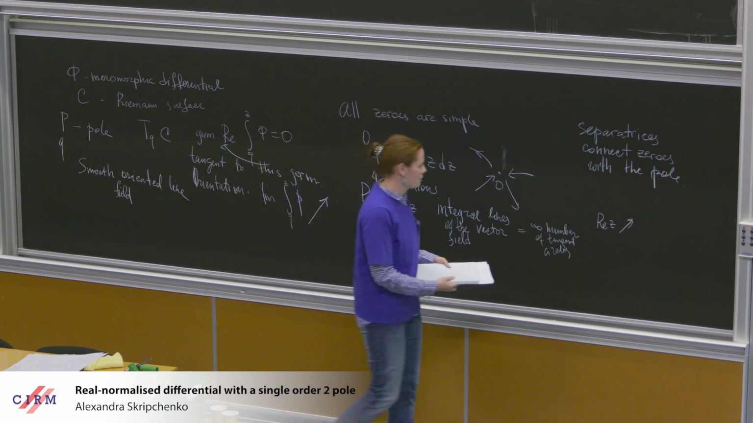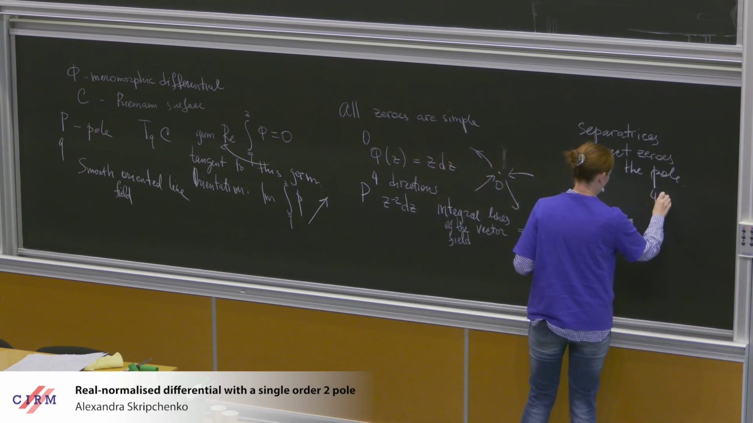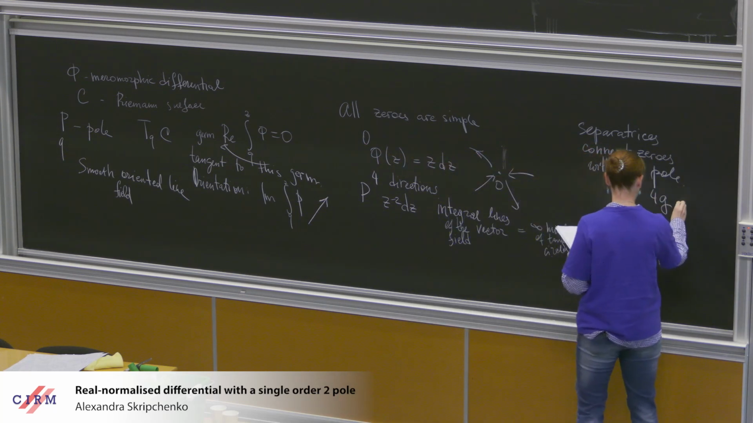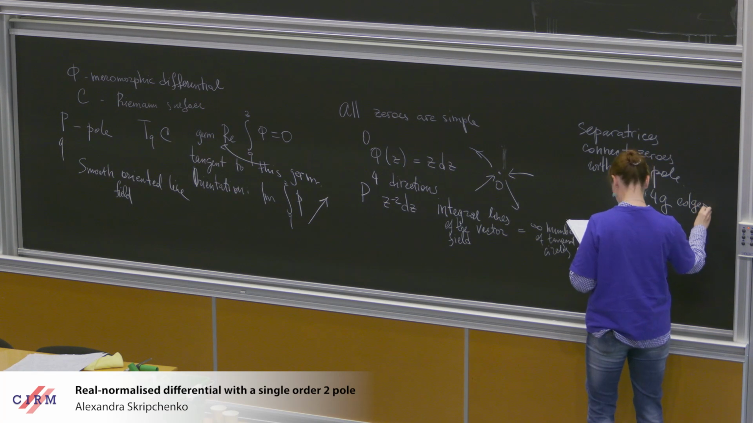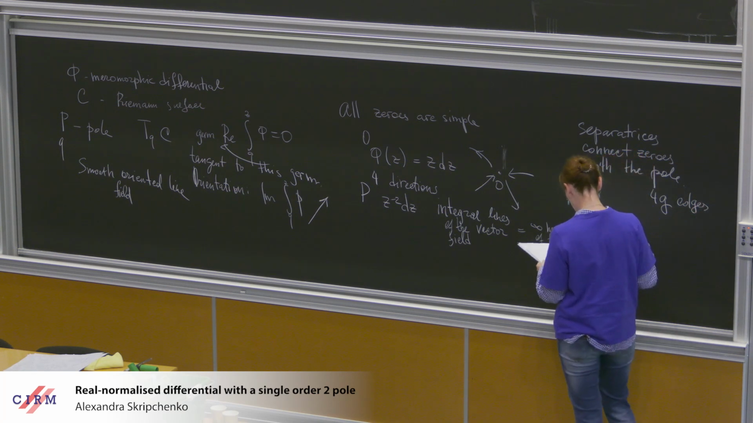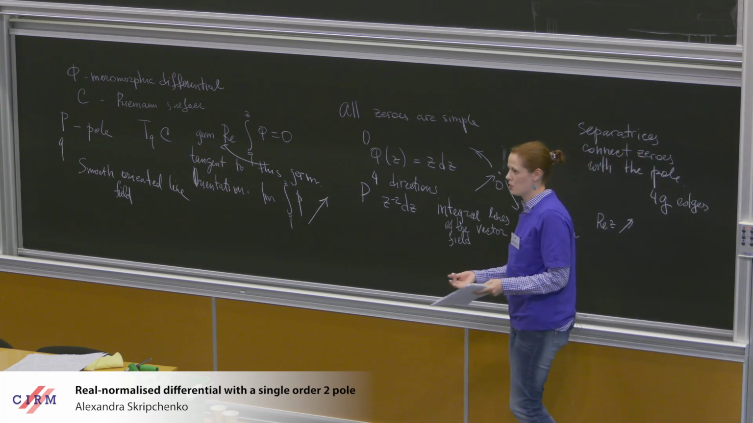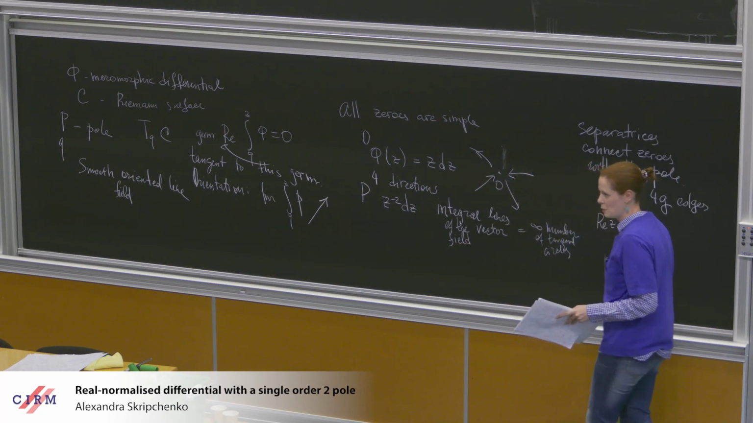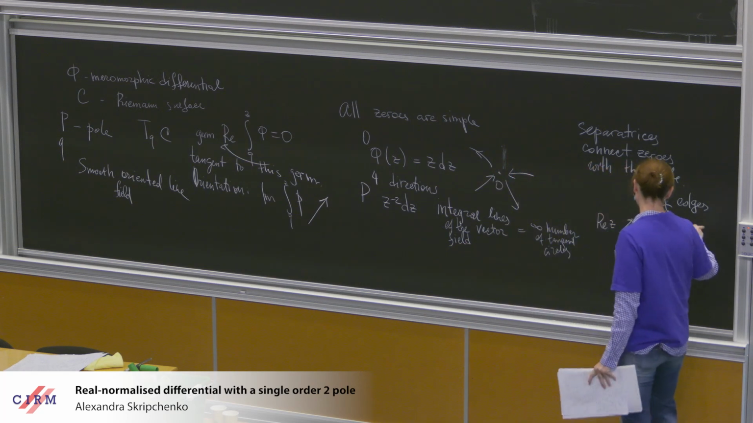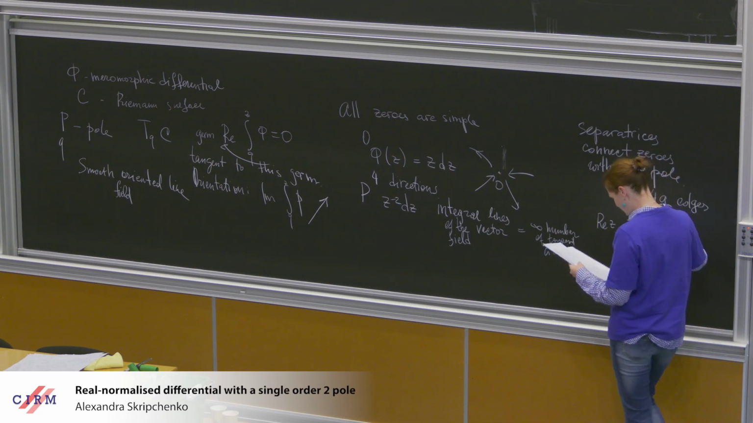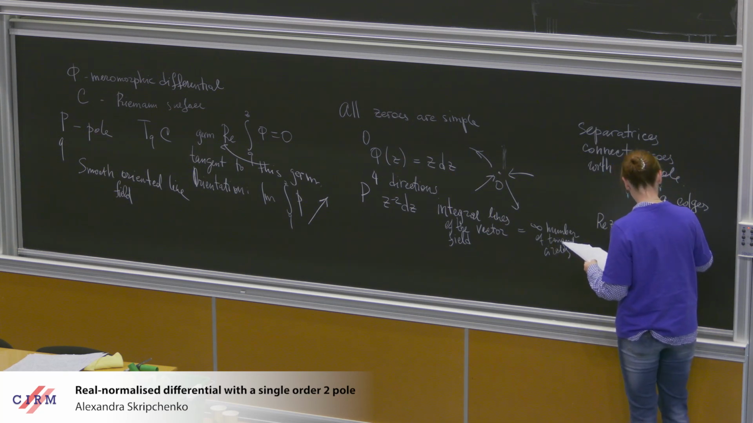So what do we have? We have a graph. It has 4g edges. They all go to the pole. And no 2 separatrices are homologous to each other due to all these restrictions that we put. So we have 2g plus 1 vertices.